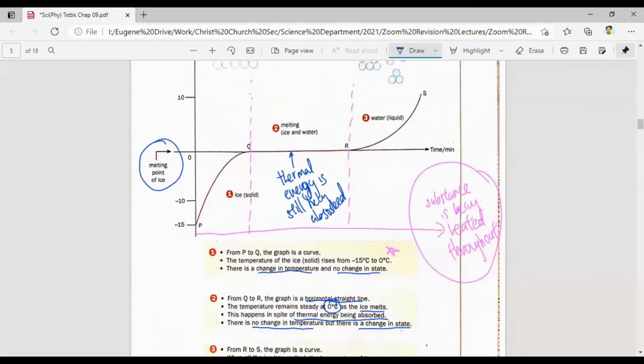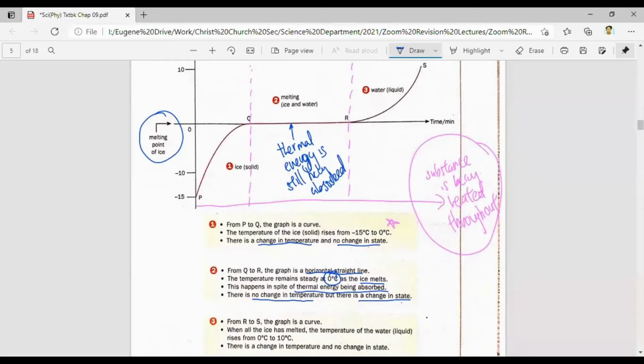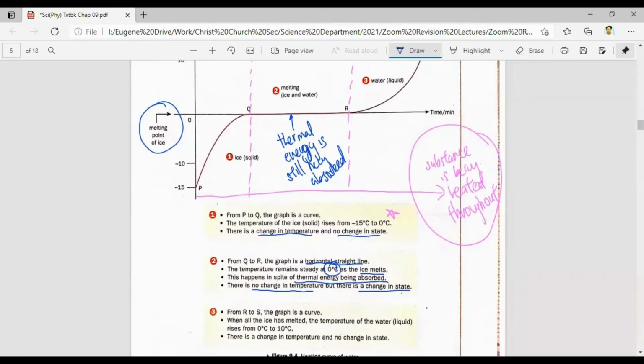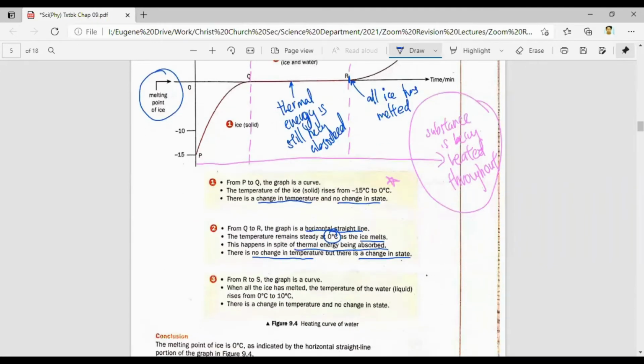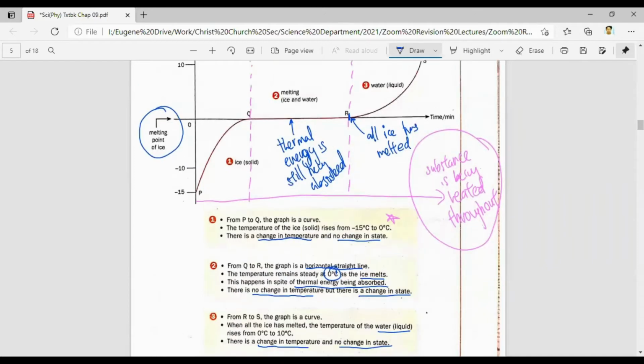And the last part, R to S. From R to S, the graph is a curve. At this point, all the ice has melted. Not melting, but has melted. Once all the ice has melted, it has become water already, and the temperature will start increasing again. So the temperature of the water, which is the liquid, rises from 0 to 10. At this point, there's a change in temperature, but there's no change in state.